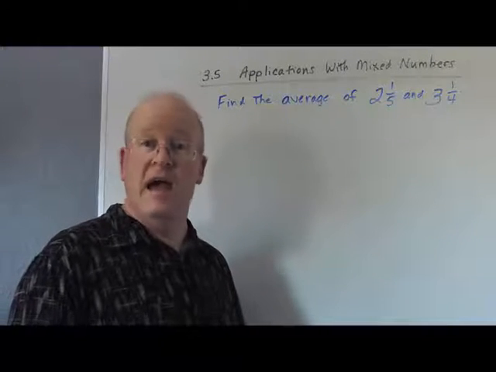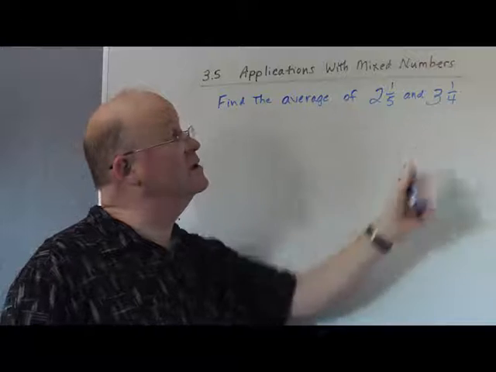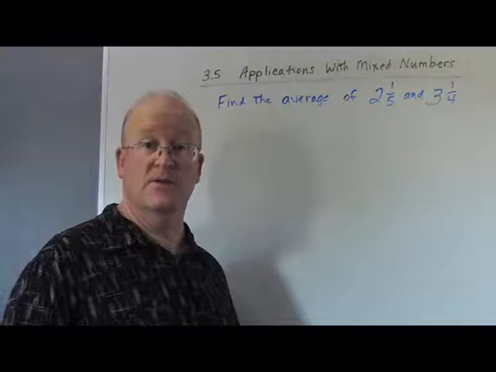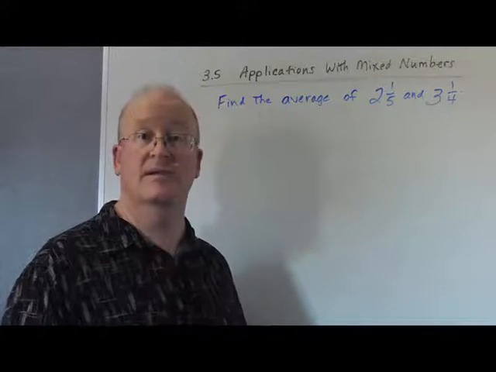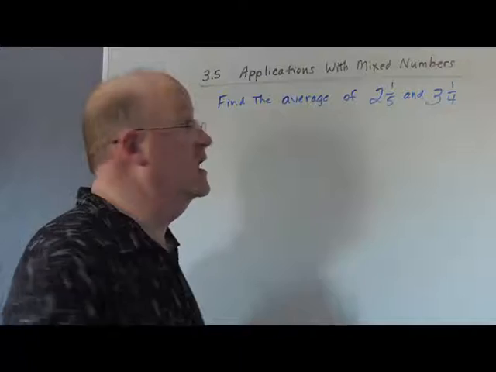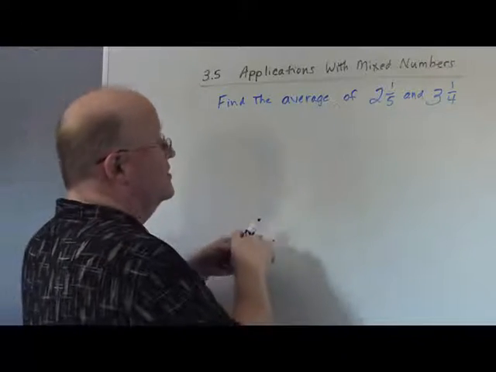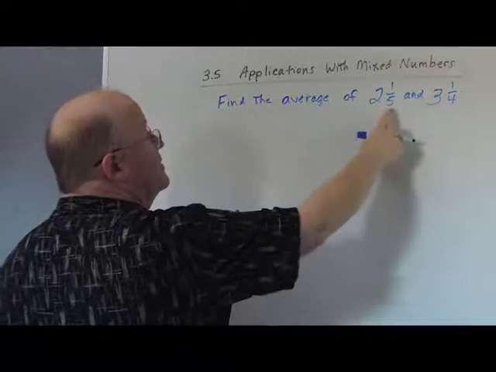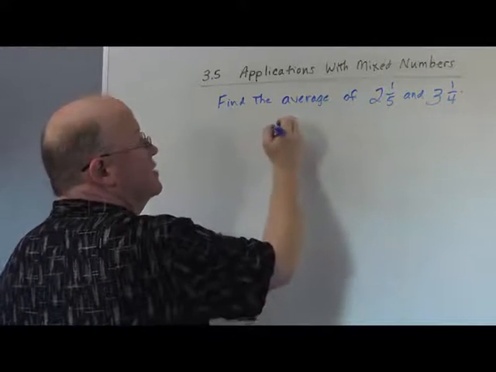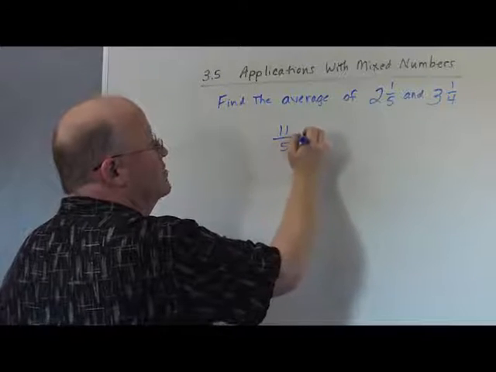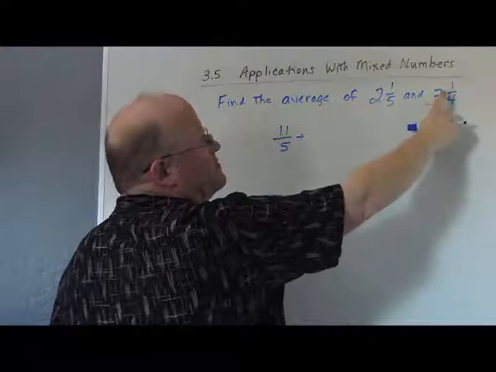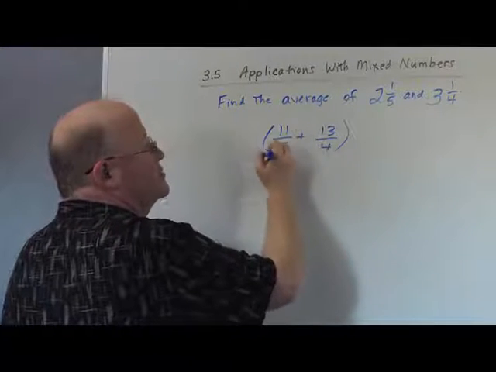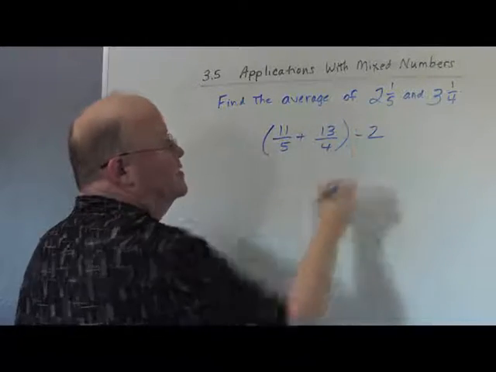Now let's find the average of these two numbers, 2 1/5 and 3 1/4. We know that if we need to find the average of two numbers, we're going to add those two numbers up and divide by 2. So let's begin with the addition part. 2 1/5 plus 3 1/4. I'm going to convert those to improper fractions. 5 times 2 is 10, plus 1 is 11, so I'm going to have 11 over 5, plus 3 times 4 is 12, plus 1 is 13, so we're going to have 13 over 4. So add those two together, and then divide by 2.